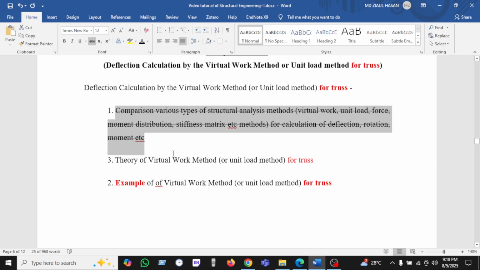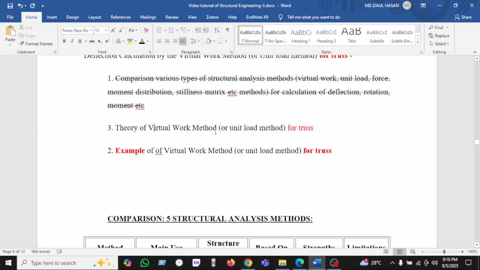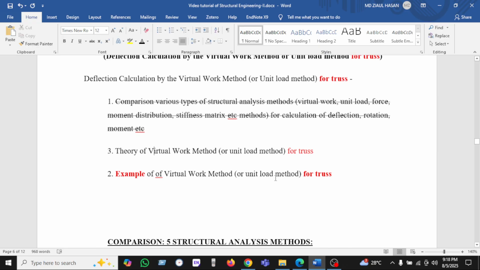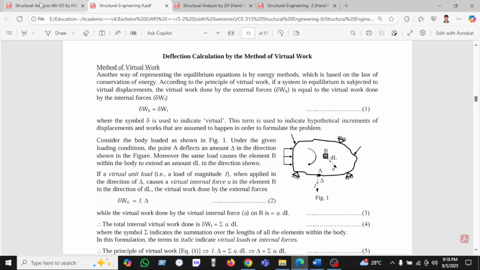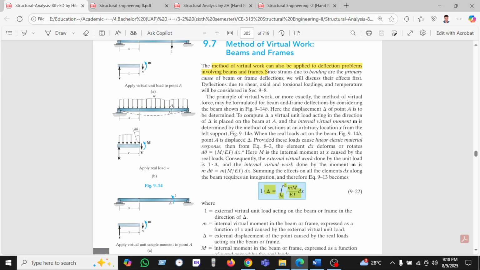Now we can see the theory of the virtual work method or unit load method for trusses only. So let's see here. This is the reference I have taken, the book from Hibbeler. So we can see the first definition, the method of virtual work for beams or frames.